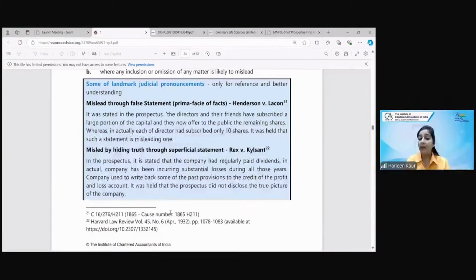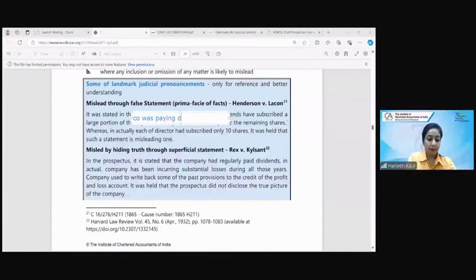But what happened? The company over here failed to disclose. I'll give you certain more facts over here. The company was paying dividend, but the company failed to disclose the source of dividend. From where it is paying the dividend, it failed to tell you this thing. It has not disclosed from which sources it is paying the dividend to its members.